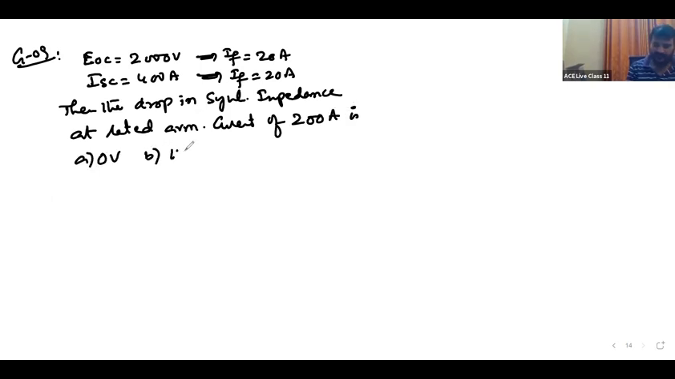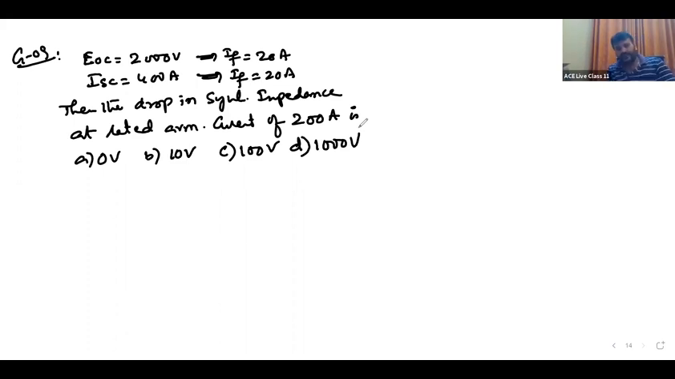Options: A, 0 volts; B, 10 volts; C, 100 volts; D, 1000 volts. EOC is equal to 2000 volts at field current 20 amperes. IS is equal to 400 amperes at field current of 20 amperes. Then the drop in synchronous impedance at rated armature current is how much drop? What is the answer? 1000 volts. Very good.